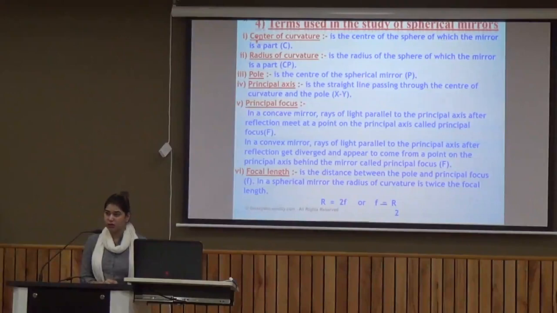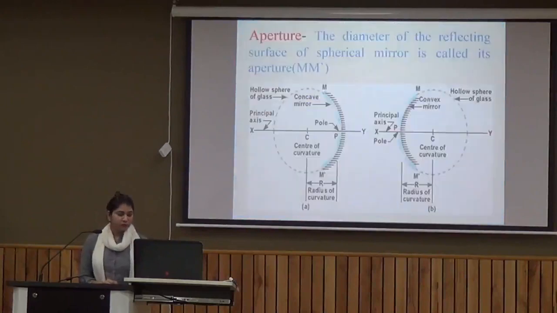And then we have focal length. Now focal length is the distance between the pole and the principal focus, right? And in a spherical mirror, you need to remember this formula: the radius of curvature is twice the focal length. Now there is another term, which is the aperture. The diameter of the reflecting surface of the spherical mirror is called its aperture.